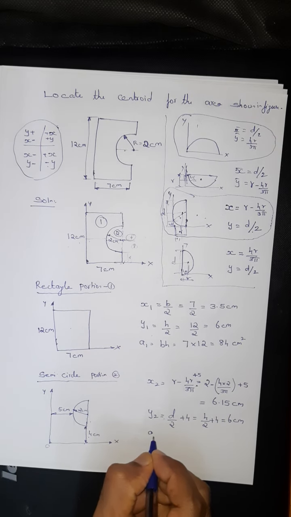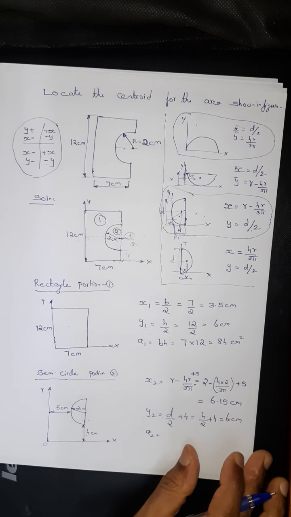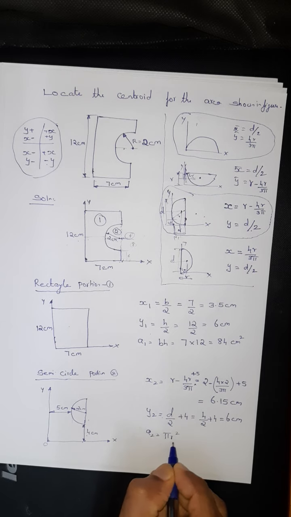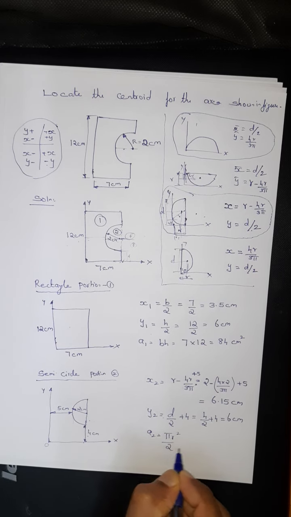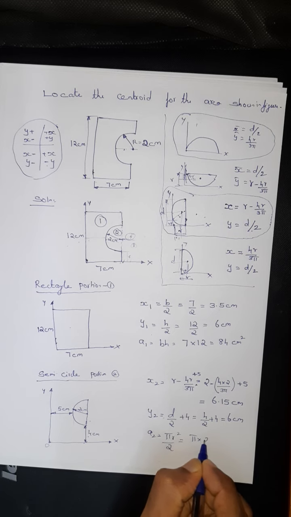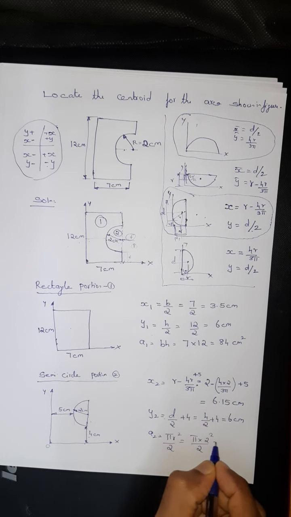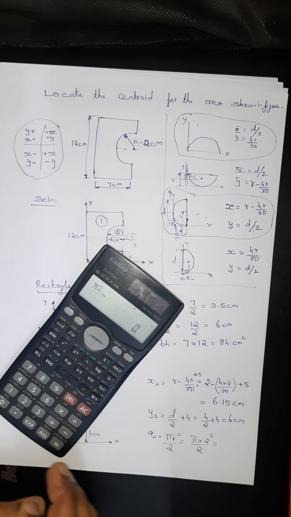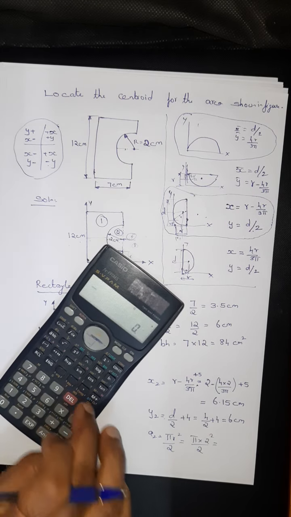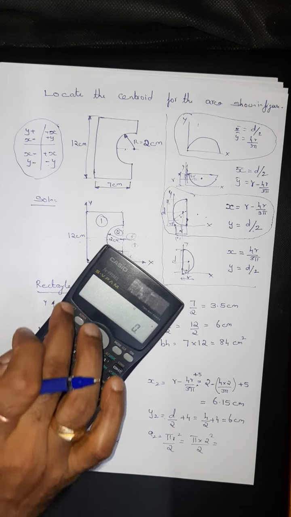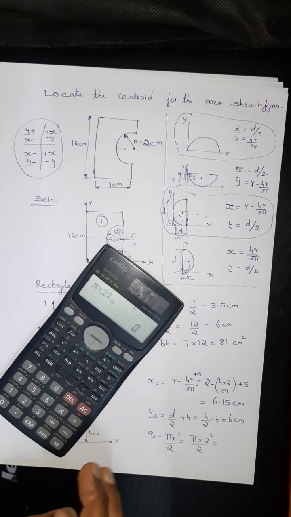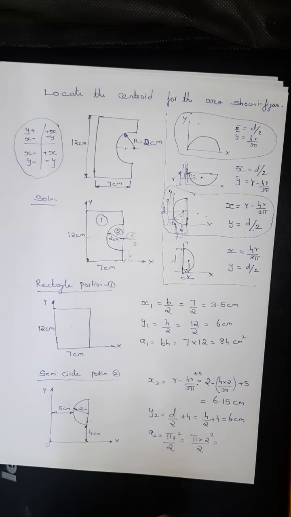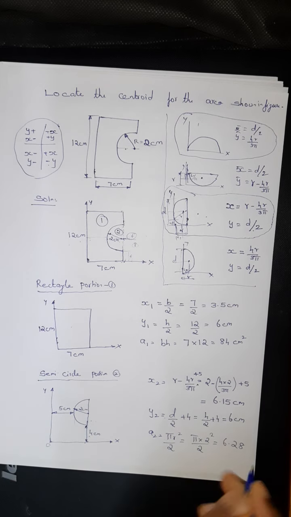And what about the area? A2, what about the area? Area is pi r square by 2, isn't it? Pi r square is for the circle, and if it is a semicircle, divided by 2. So pi into 2 square by 2, which is 6.28.